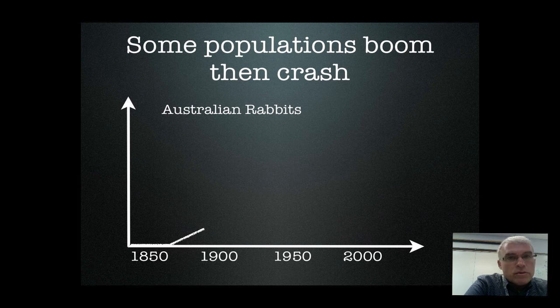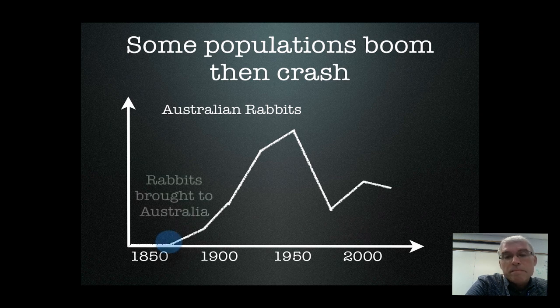And the rabbits do what rabbits do very well. They started to reproduce and their populations went way up. And then in recent history, in the last 30 years, the populations have crashed and now they're starting to creep back up. What's going on? Well, the rabbits were introduced to Australia. They had no competition, so they did very well up into the 1950s.